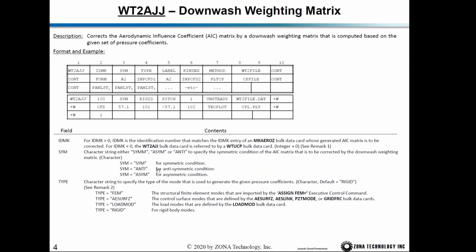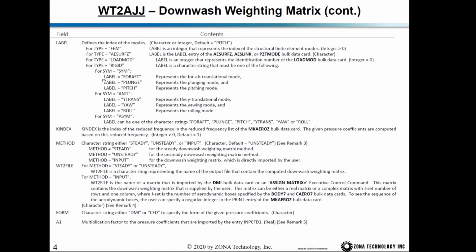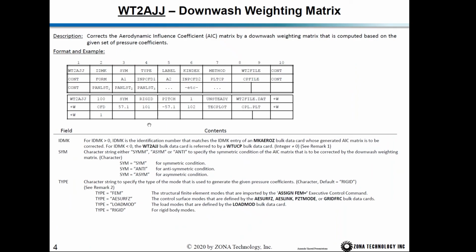If you want to use a downwash weighting matrix, the card is called WT2AJJ. So again, you refer to the MKAEROZ card. You have the symmetric, anti-symmetric, asymmetric type, and you have label, K index, method, WT2 file. Then you have a form, either DMI or CFD, to specify the form of a given pressure coefficient. Then you specify this one referring to IMPCFD or IMPCFD1 card, and if the form equals CFD, this one is at the angle theta 1 and this A2 is another angle theta, referring to another IMPCFD or IMPCFD1 card, which contains the CFD computed solution.